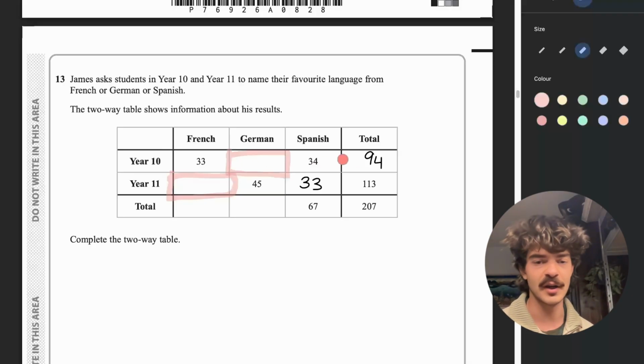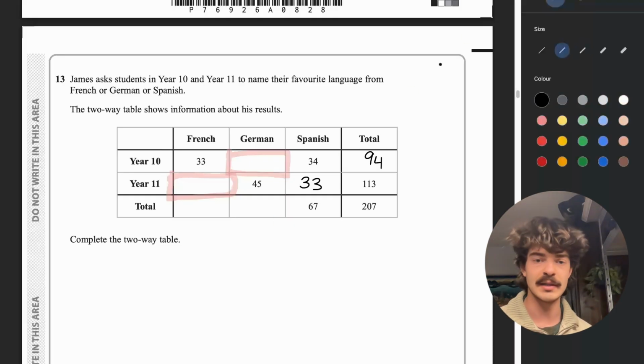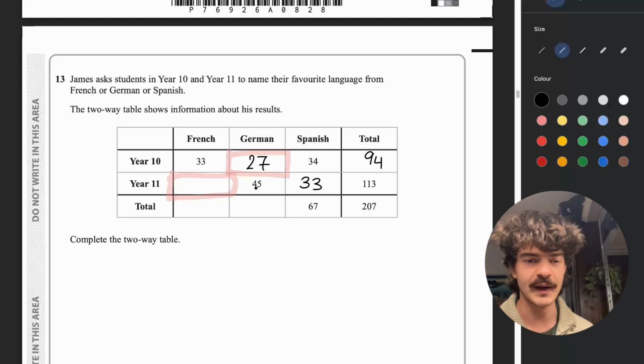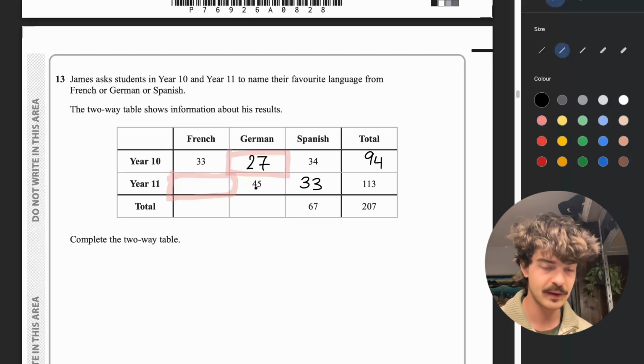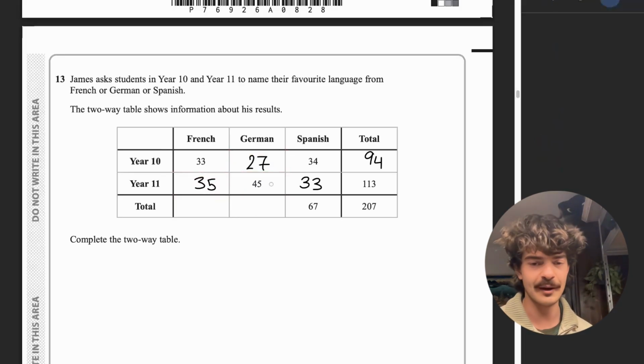So to get that Germans in Year 10, we're going to do 94 minus 34 minus 33, giving us 27. And same for finding the French-speaking students in Year 11. We've got 113 minus 33 minus 45, giving us 35. Fantastic. And now, last but not least, we can figure out these 2 remaining ones at the bottom.